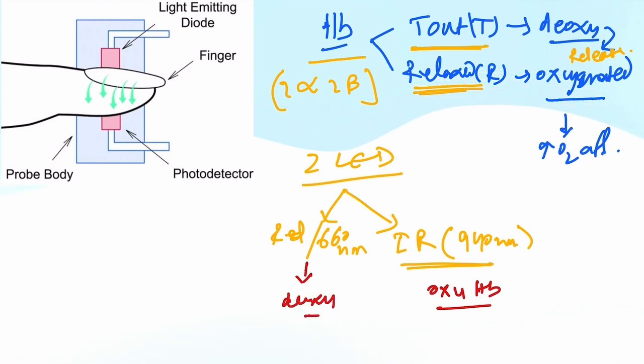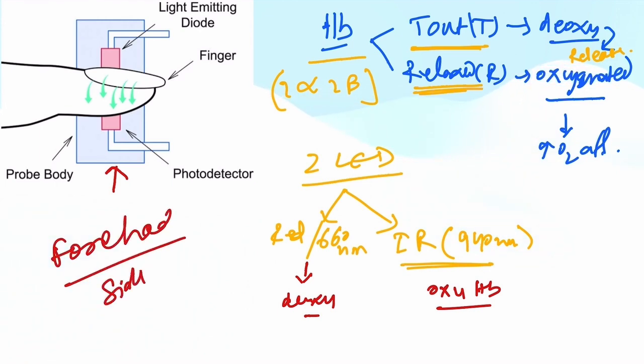So what happens next? Using these two LED lights which cross the medium, a photo detector is there on the opposite end. In a finger probe, or if we use a probe for the ear, the photo detector is placed opposite to the diode, but in a forehead probe they are placed side by side, right?